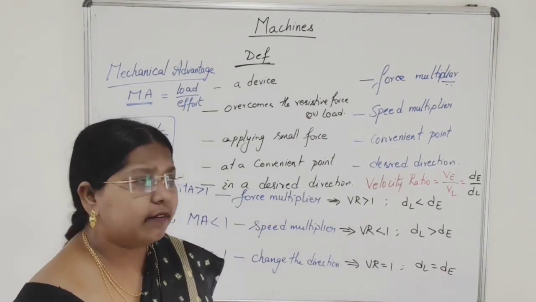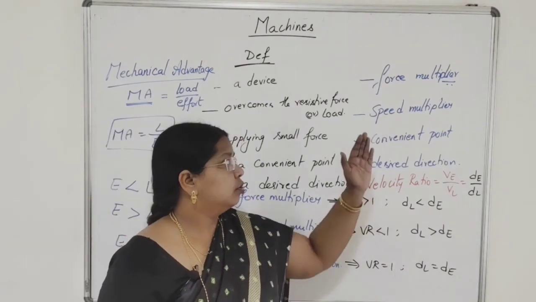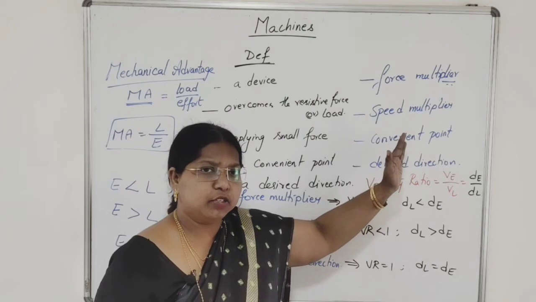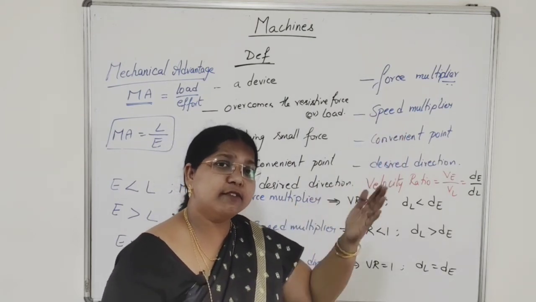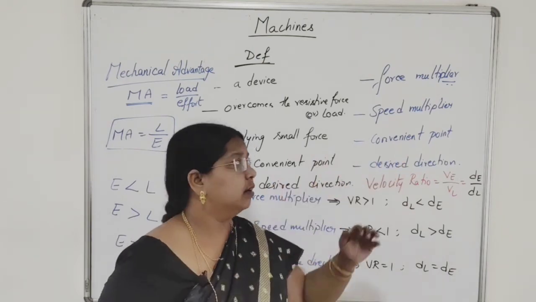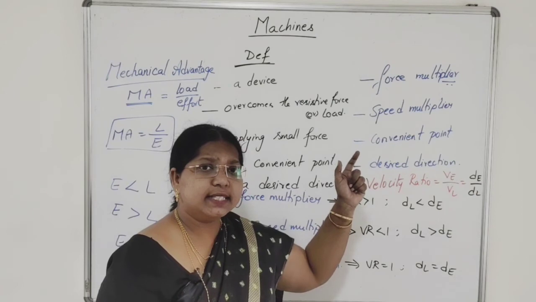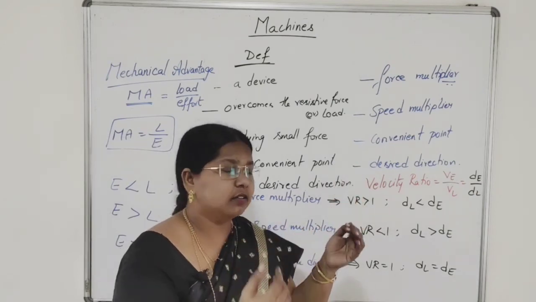Clear? So now I am repeating once again, students, what we have completed till now. These are the functions of the machine. A machine can act as a force multiplier. It can increase the force that we are giving. The small force that we are giving is multiplied. So the jack screw is the best example. We are giving a small force and the jack screw is lifting the car.